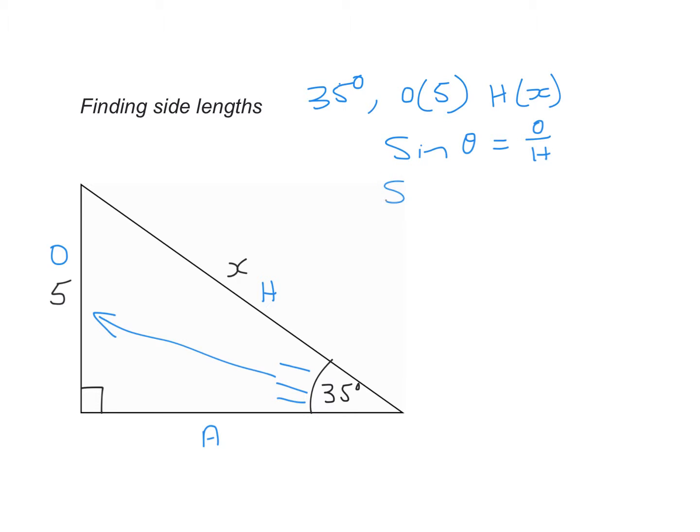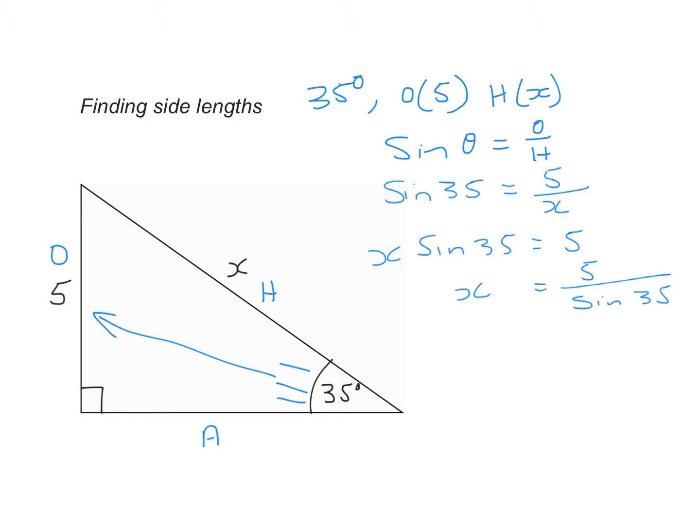So I put in the information I know, so that would be sine of 35 equals the opposite, which is 5, over my hypotenuse, which happens to be x. Therefore x sine of 35 is equal to 5. I need x by itself, so x equals 5 over the sine of 35, and when I put that into my calculator, which is 5 divided by sine 35, I end up with x to the value of 8.72. Therefore x is equal to 8.72.